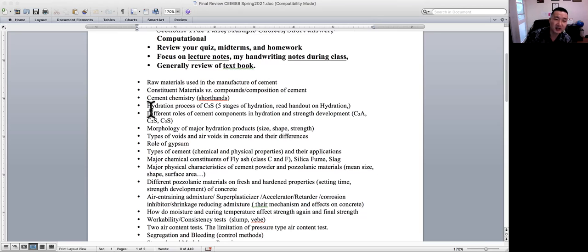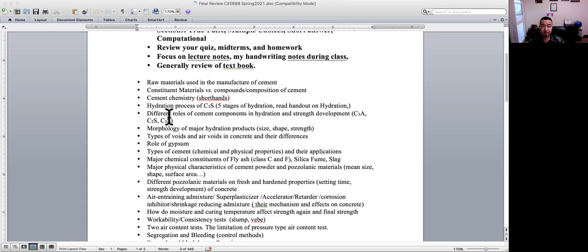Then it is important to know the hydration process of C3S, the basic 5 stages of hydration, from the rapid heat evolution to dormant period, to accelerating, to decelerating, and steady state. So that's the 5 stages of hydration. And why do we have the 5 stages? For example, why during the dormant period is there not too much heat generated?